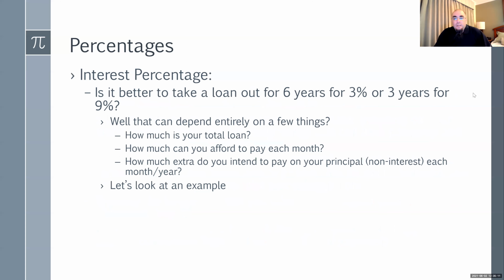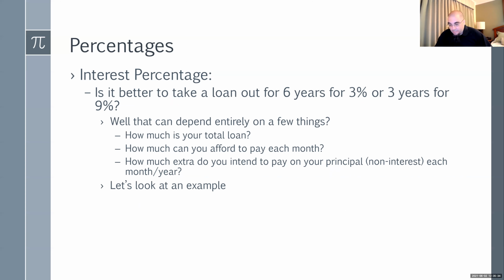So is it better to take a loan out for 6 years at 3% or 3 years at 9%? Well, it can depend upon a few things. How much is your total loan, right? If you're taking a $100,000 loan out and the other one's $50,000, that's definitely different. How much can you afford to pay each month, right? You should always try to keep your debt to income ratio fairly low because you never know what can happen, right?